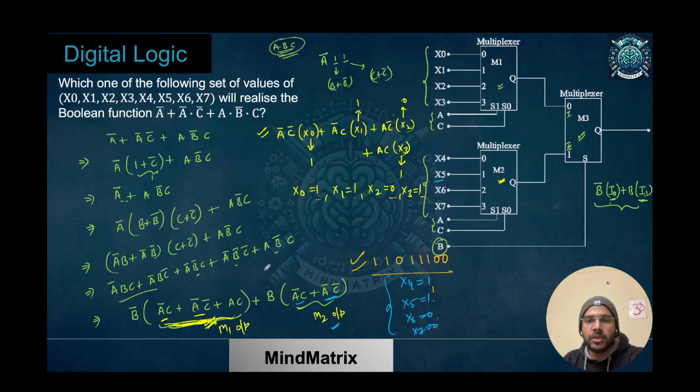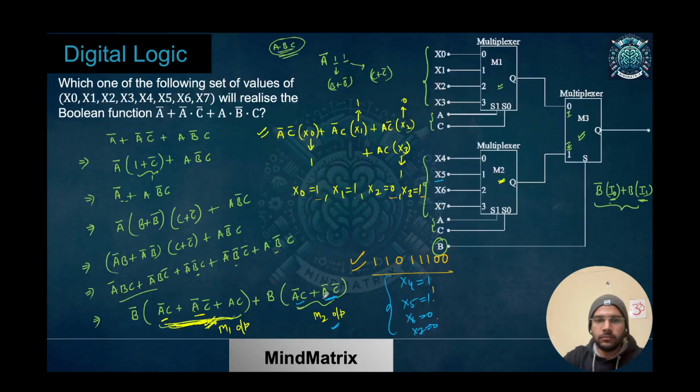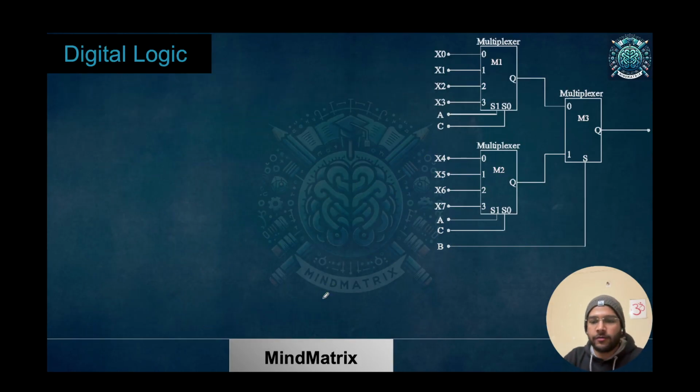If you match with the options, 110 111 0, no, this is not correct. 110, this is also not correct. 110 111, yes, option C is correct. Option D is also incorrect. So option C is the correct answer for this question. So that's it from this one.